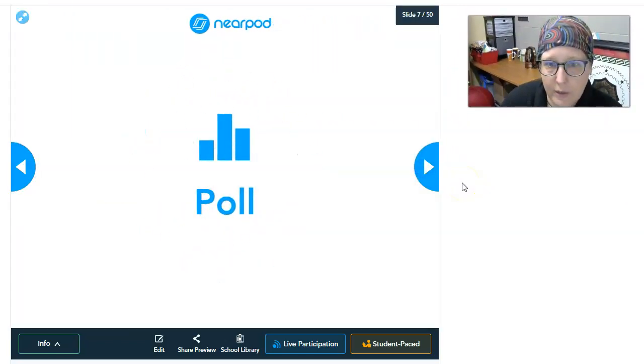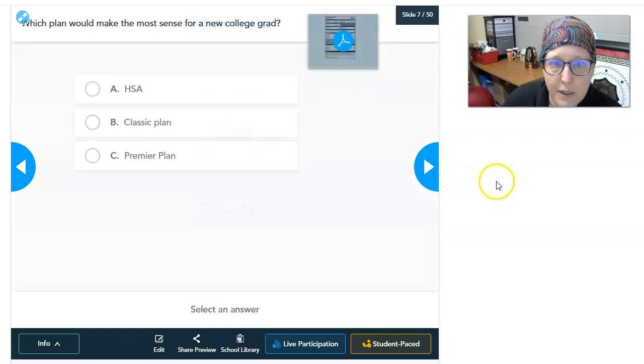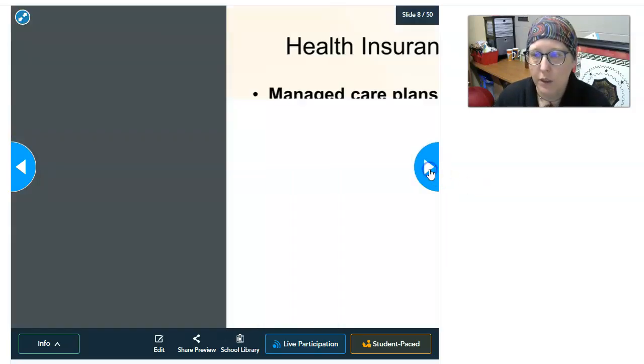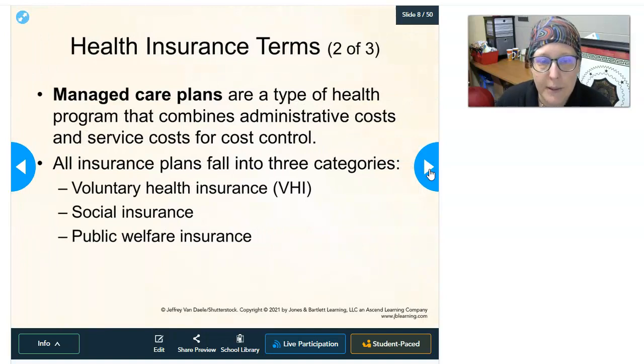Okay, and then again, looking at the same document, which plan do you think would make the most sense for a new college grad? Again, you can click on it and download it again.